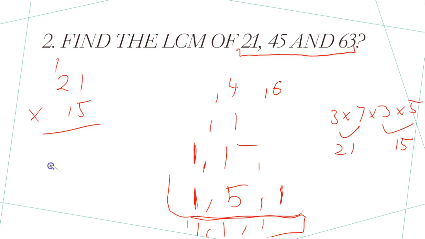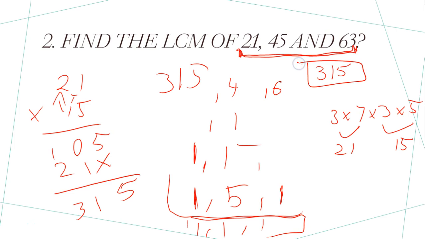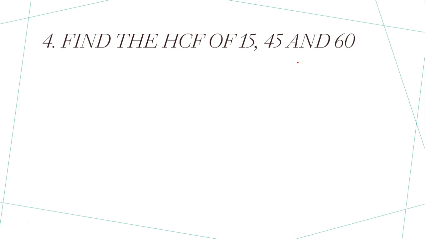Oh, I messed up a bit. Let's do this again. 5 ones are 5. 5 twos are 10. Perfect. Then 1, 1. And let's put this here. 1 times 1 is 1. 1 times 2 is 2. So 315, I think, is the answer. Yes. So the LCM, lowest common multiple, of 21, 45, and 63 is 315, which is the answer. Now let's go to question number 3.